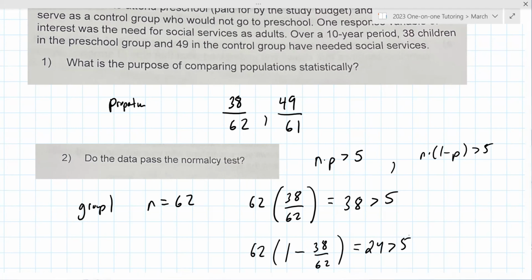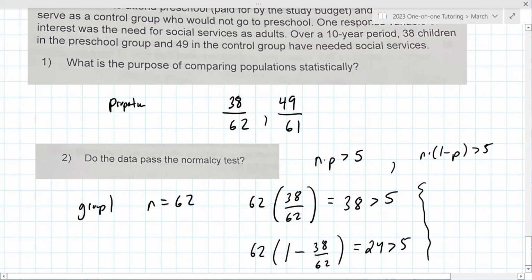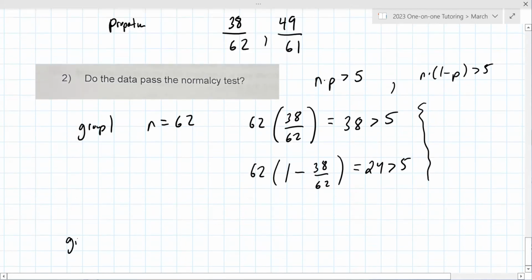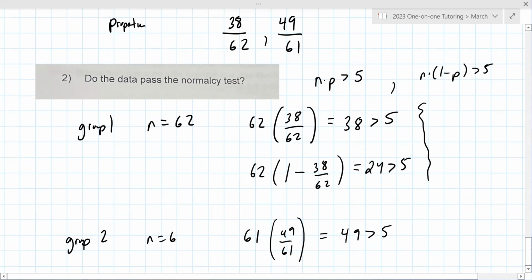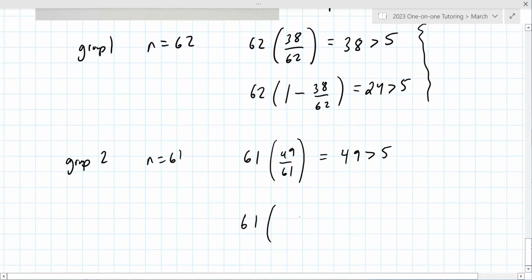Okay. And you're supposed to do it for both. Do you have time to ask your teacher before the test what they want you to do here? Yeah, I think I can. Okay, because I think it's this, but if there's more, I don't want you to get into an issue here. So for group 2, n is 61. Your p is 49 over 61, which when you multiply gives you 49, which is greater than 5. You do the same thing for 1 minus p, 1 minus 49 over 61, which is 12, which is also greater than 5.